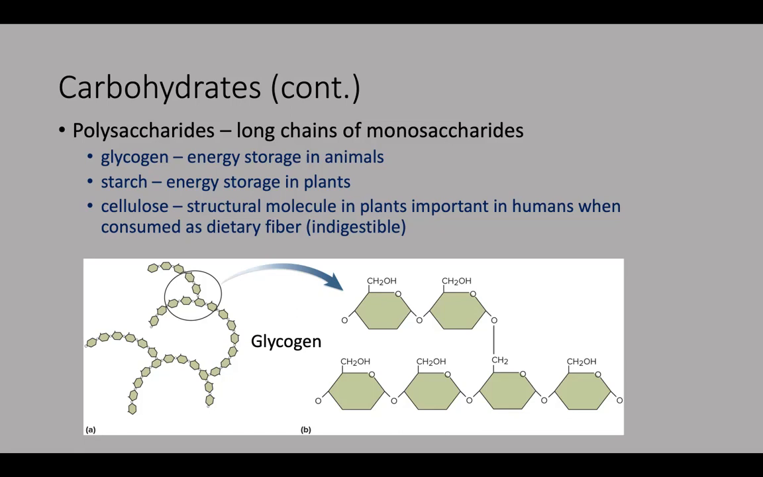Starch, we don't store starch, but we eat starch. It's a really important nutrient. It's the energy storage in plants. A potato is just a bunch of starch. And then cellulose, also in plants, not in us, but we eat it, and it's a really important source of fiber in our diets.